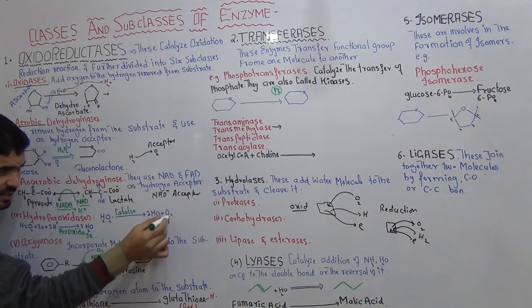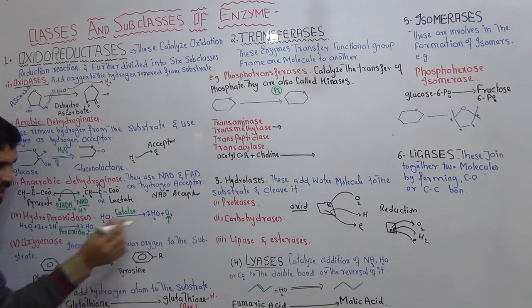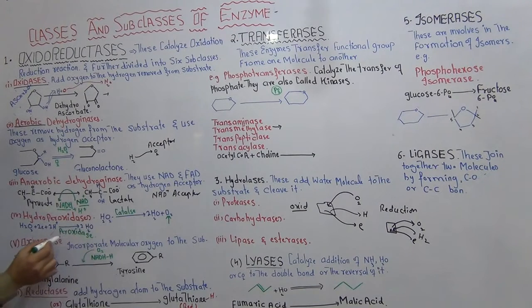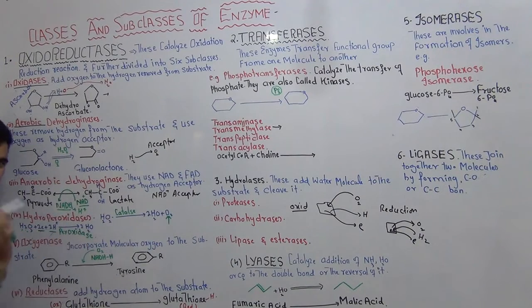If you see here, there is oxygen and there is H2O. And what do peroxidase enzymes do? Again we have hydrogen peroxide, H2O2, but this time H2O2 is given 2 electrons and 2 protons, and by the addition of these 2 electrons and 2 protons, the H2O2 becomes just H2O. So this is the difference between catalase and peroxidase.